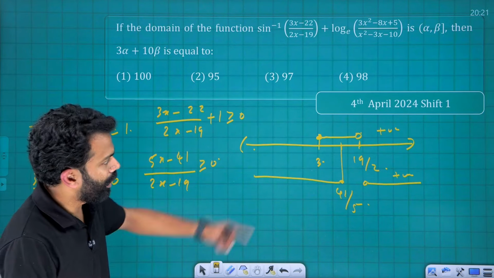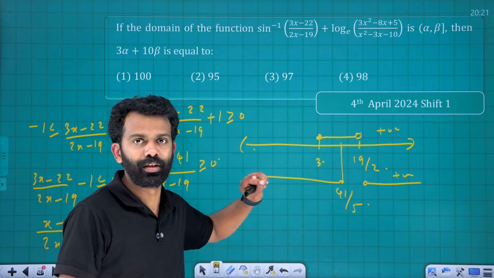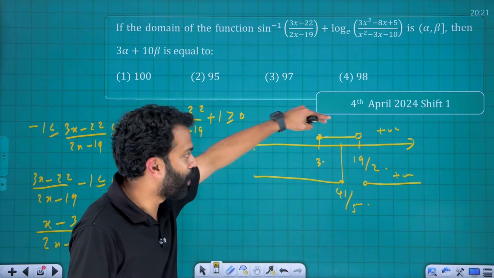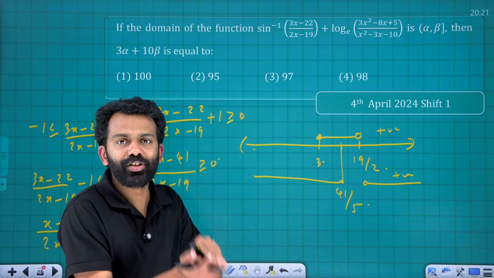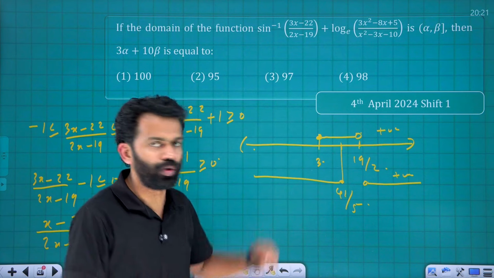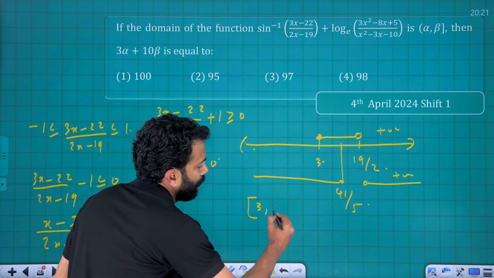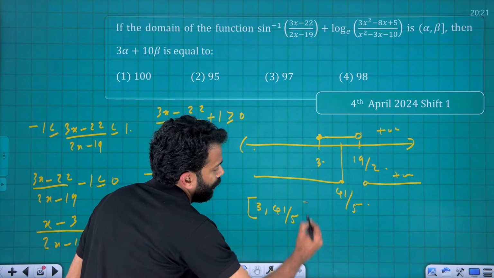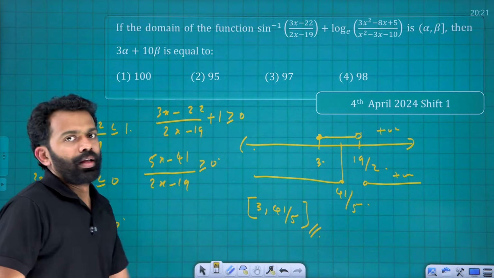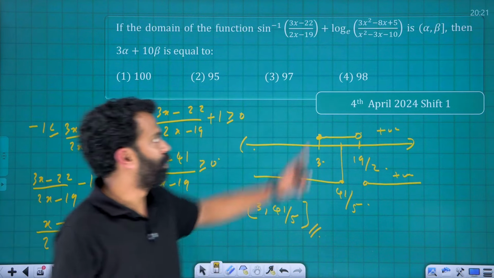Comparing the top region and bottom region, which region is common? The common region is the closed interval 3 to 41 by 5. That is the closed interval 3 and 41 by 5. That's the domain for this one. Then we need to find the domain for this one.